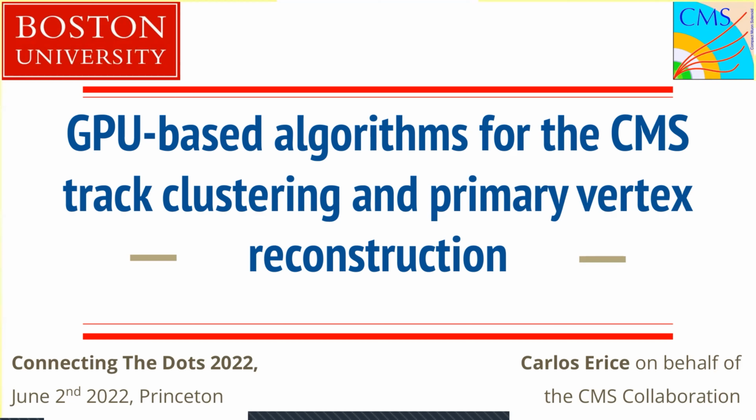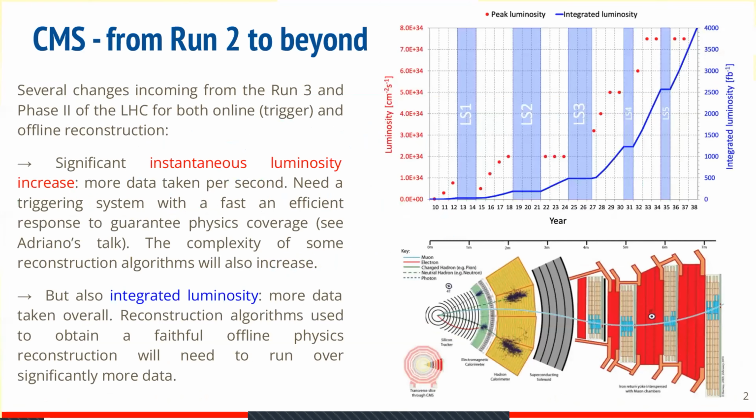Thanks. Okay, so yes, I'm going to discuss a little bit the status of these algorithms for primary vertex and track clustering in CMS and how we are dealing to put this into a GPU, which has been a relatively lengthy task. So first of all, let me contextualize this a little bit by discussing why we need to do this from the CMS point of view.